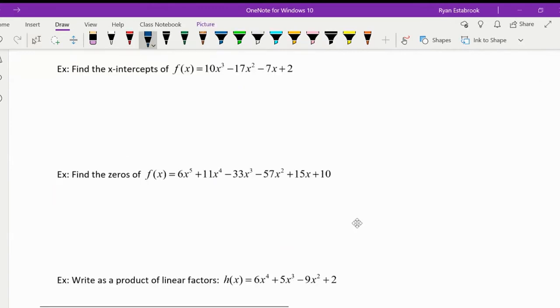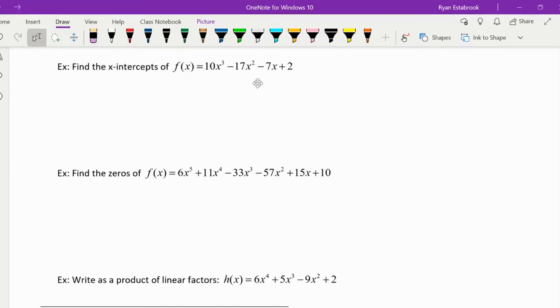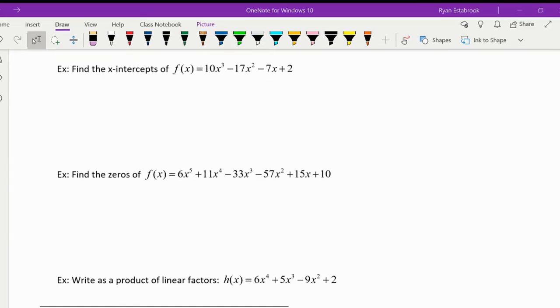Of this one, and I could list all of the possible ones, the factors of 2 divided by the factors of 10. And I don't really want to do a ton of guessing and checking. So what I'm going to do is go to my calculator and enter in this equation. Remember, it is 10x cubed.